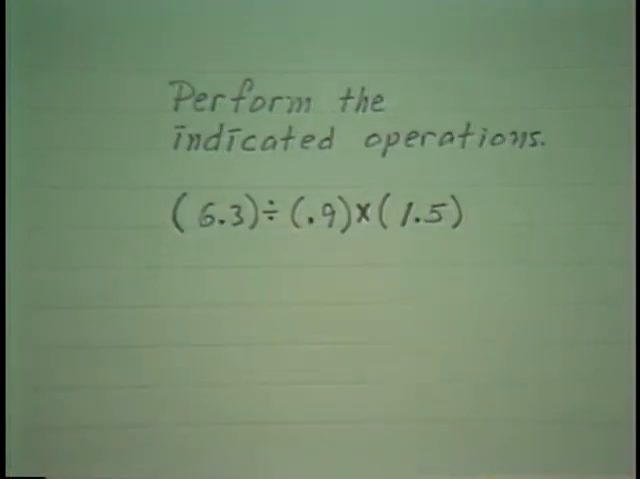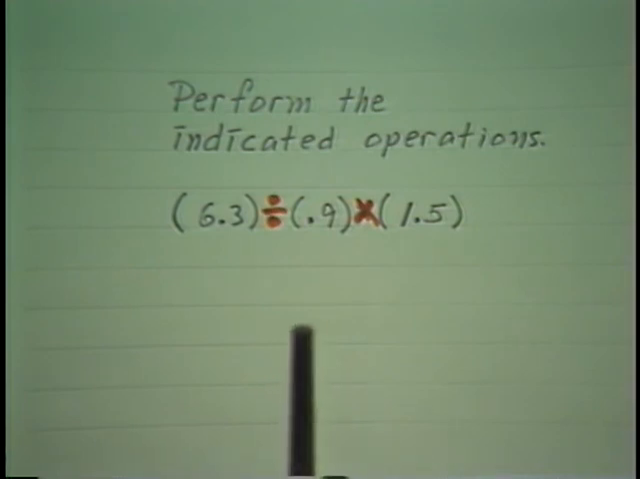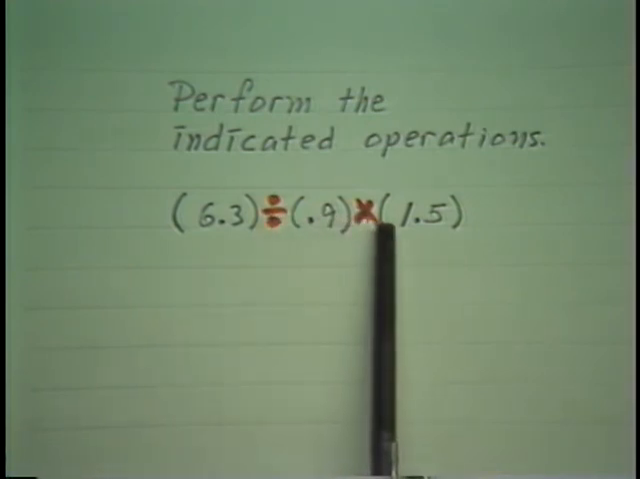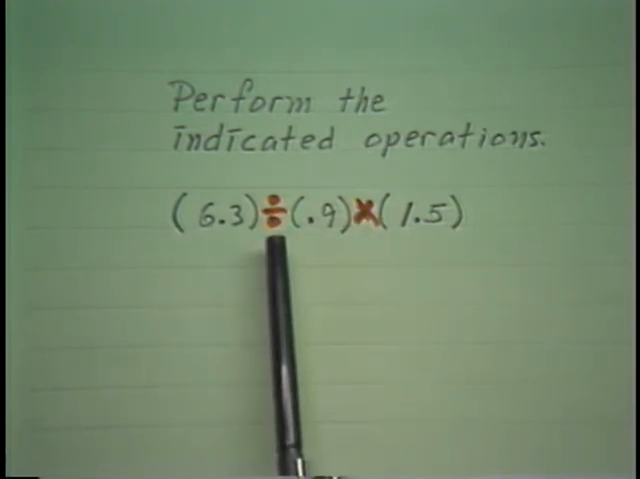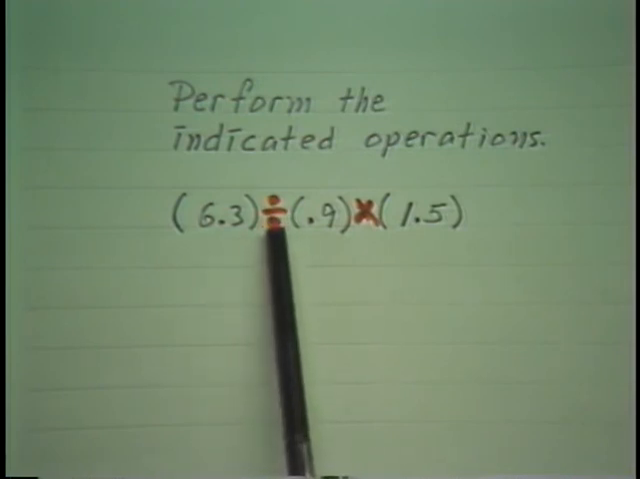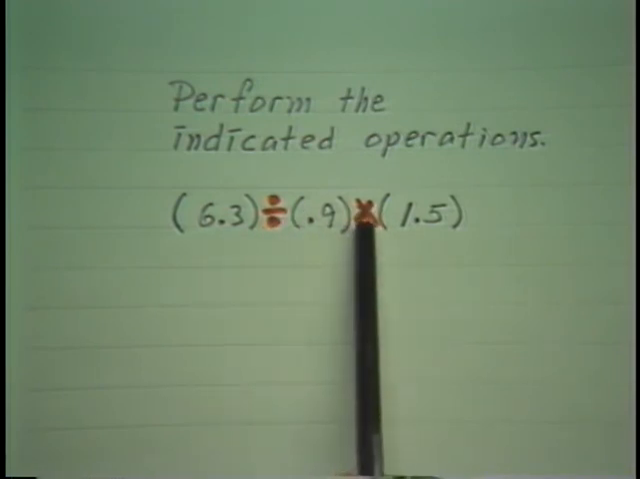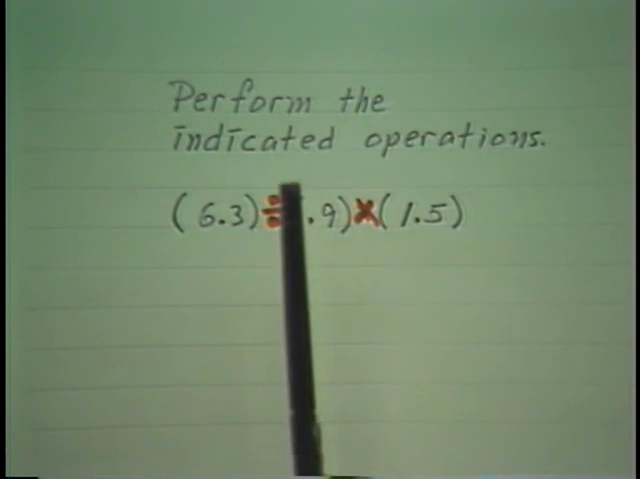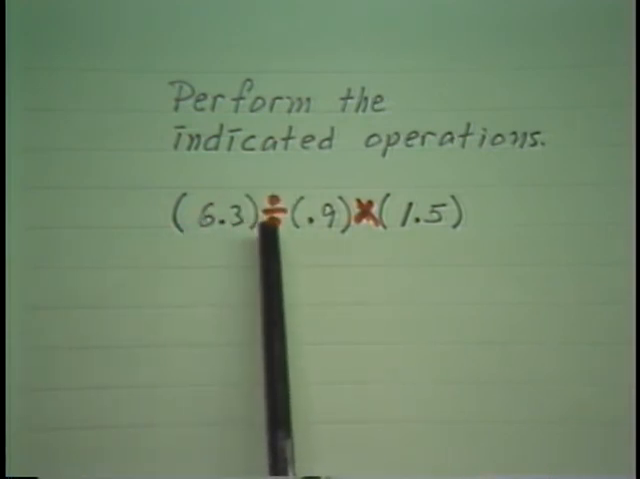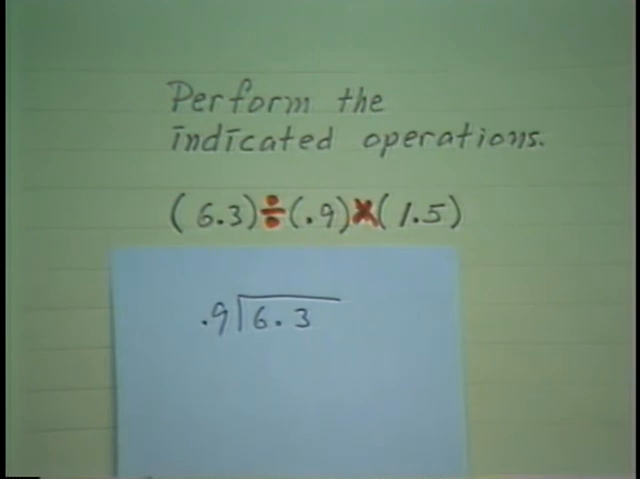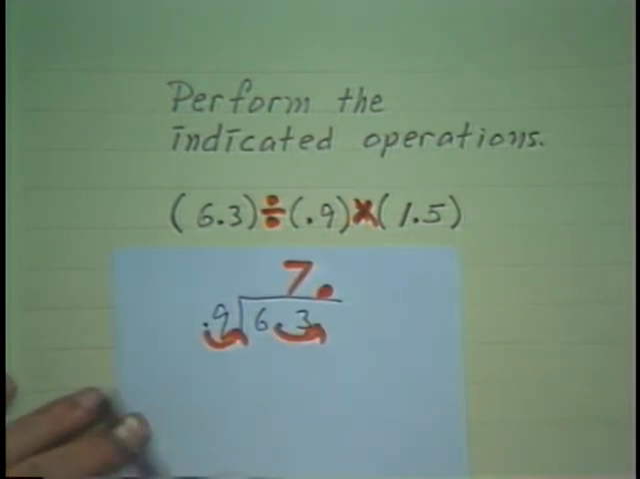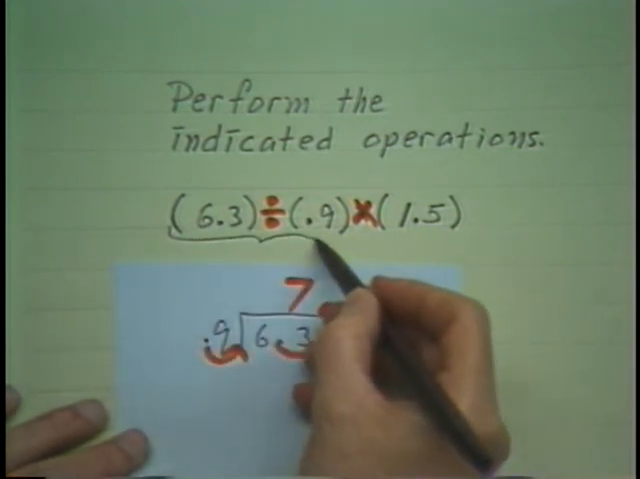Another problem. Of these two operations, which do we do first? And we hope that you remember that between multiplication and division, you do them as you come to them. So in this case, we do the division first. Had this been written first, we would have done it first. So we divide 6.3 by 9. Now relocating the decimal points and dividing, we get 7, which replaces the problem that we had done.